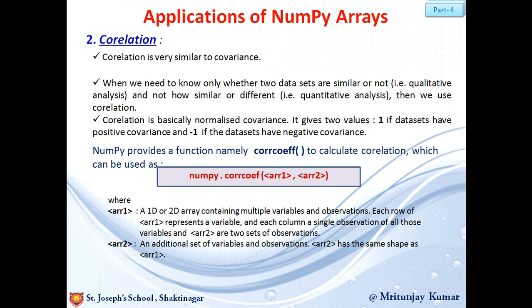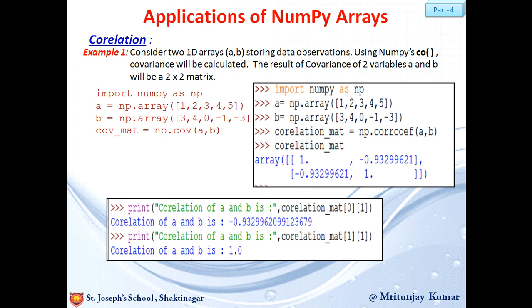Array 1 is either a 1D or a 2D array containing multiple variables or observations. One thing to remember: each row of array 1 represents a variable, and each column is a single observation of all those variables. Array 2 is an additional subset of variables and observations. Array 2 has the same shape as array 1, so this must be kept in mind. So let's see one example.